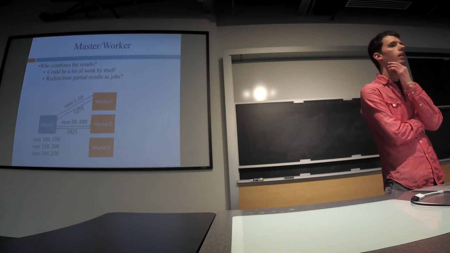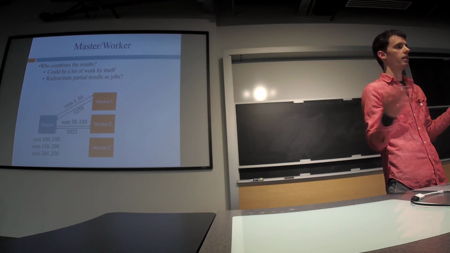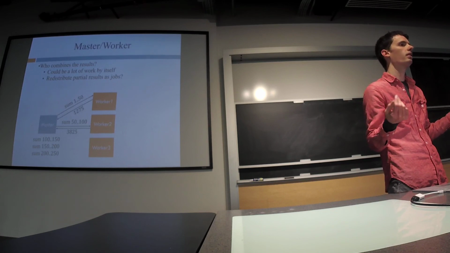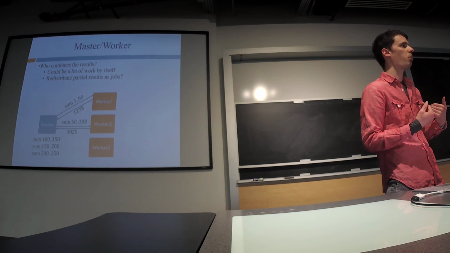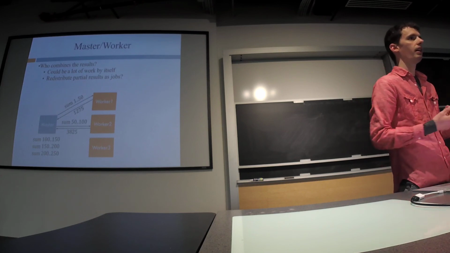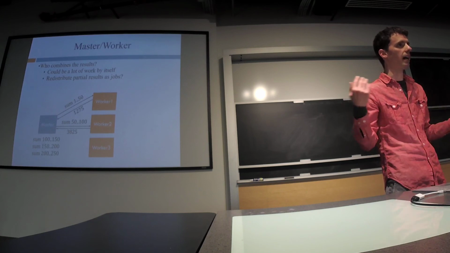Okay, and then how do we combine the results? So we have 10,000 intermediate results from each of the worker servers. I get all of those results back. I have to combine them in some way. With our simple prime numbers example, that's trivial. It's adding a bunch of numbers.